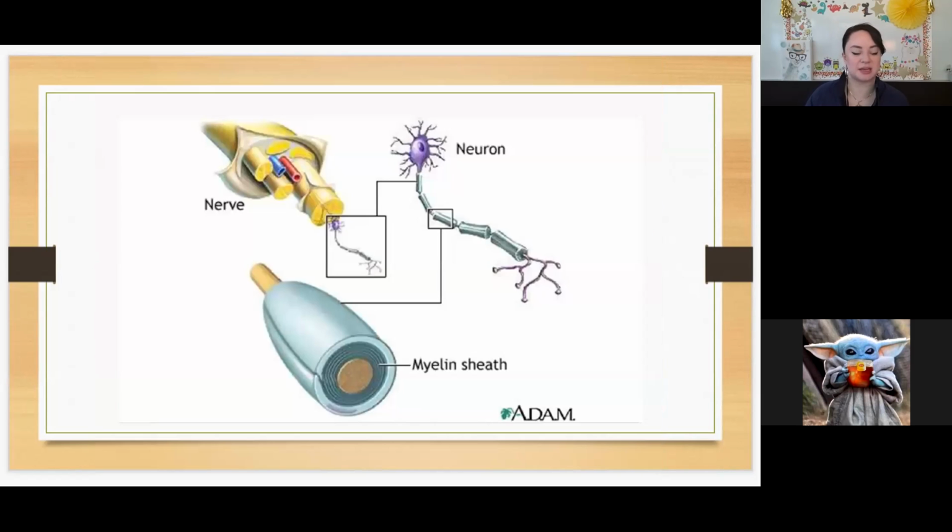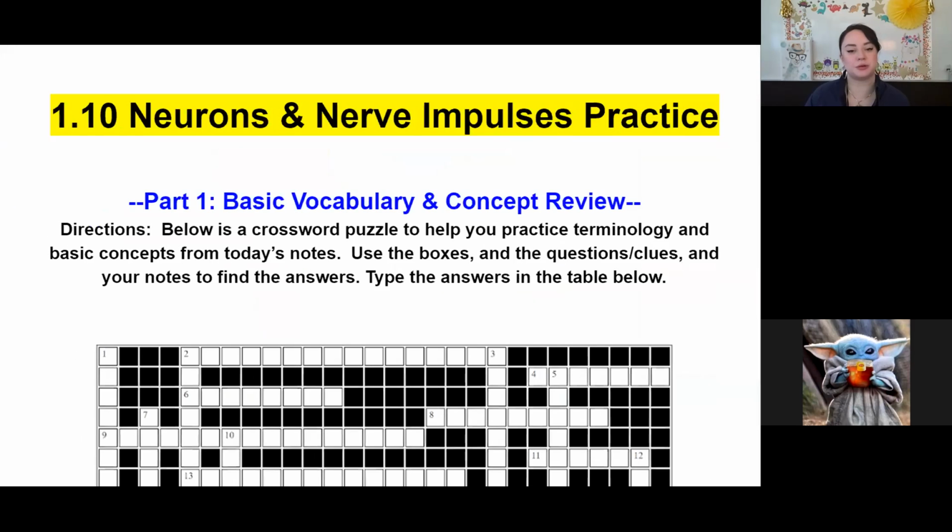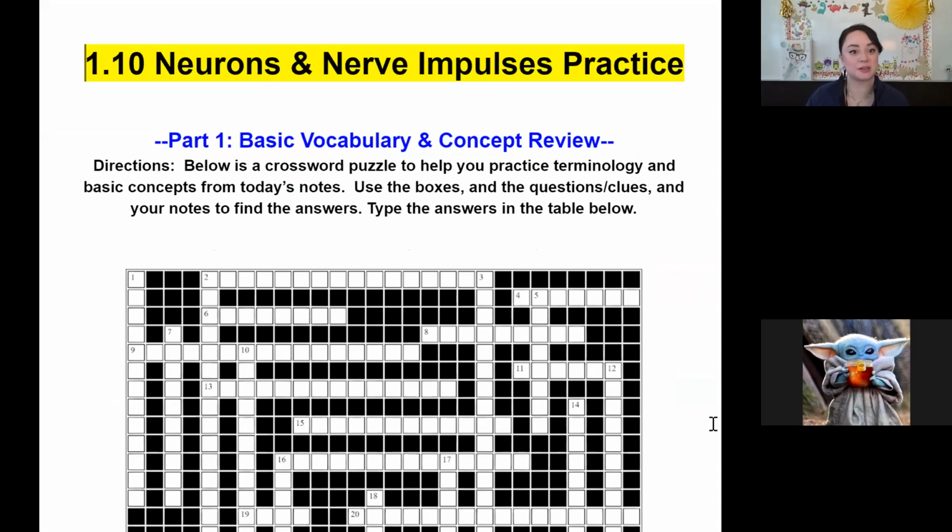All right. So over these 2 days, we covered all the structural parts of a neuron and how neurons send messages throughout our body, or nerve impulses. Your job now is to work on your 1.10 neurons and nerve impulse practice assignment. This practice assignment is due this Sunday, just because it is a little bit lengthier. I wouldn't say it's difficult, but it is lengthier, and I know some of you work. So if you finish it before Sunday, turn it in. But if you need to take till Sunday, that's perfectly fine.